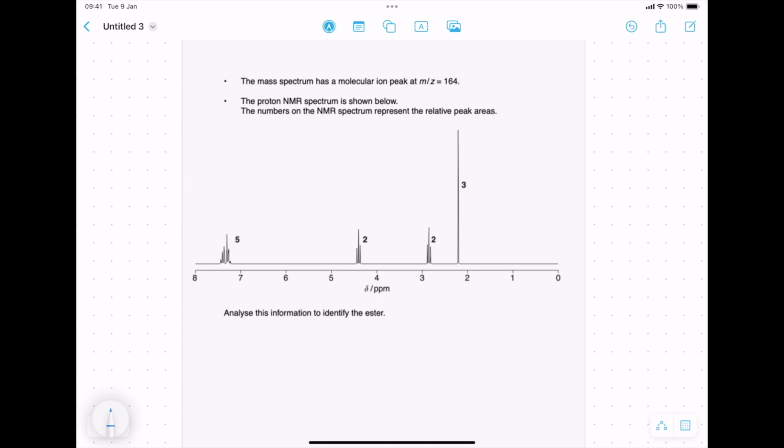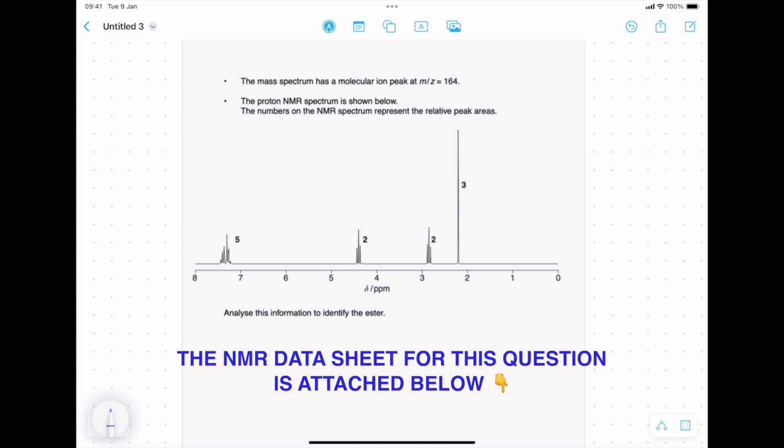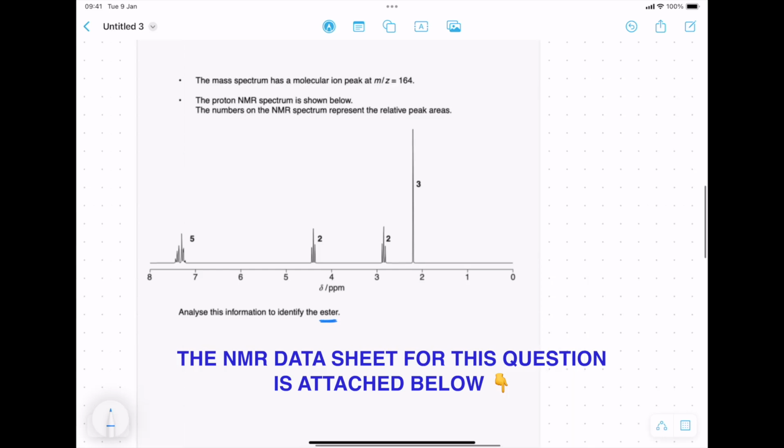Today we've got another organic identity question. So if we look at this question, we haven't got much really. We've just got the mass spectrum. They've given us an NMR and luckily they've told us it's an ester. So we've got something to work with there. We know that the ester group is C double bond O, C single bond O.